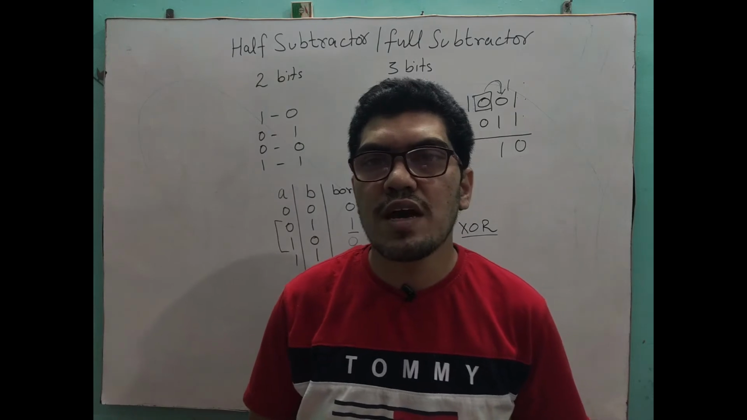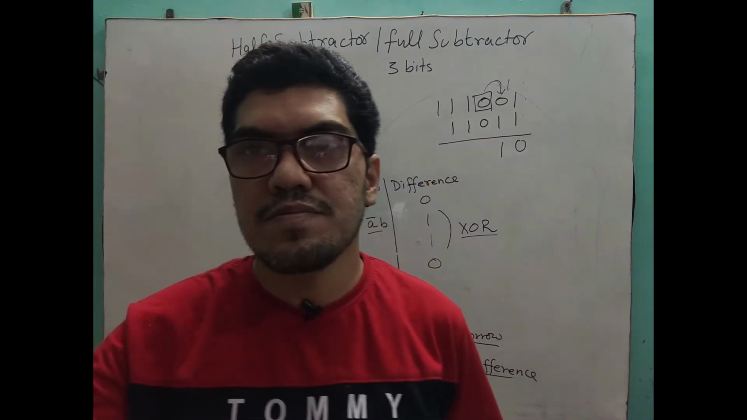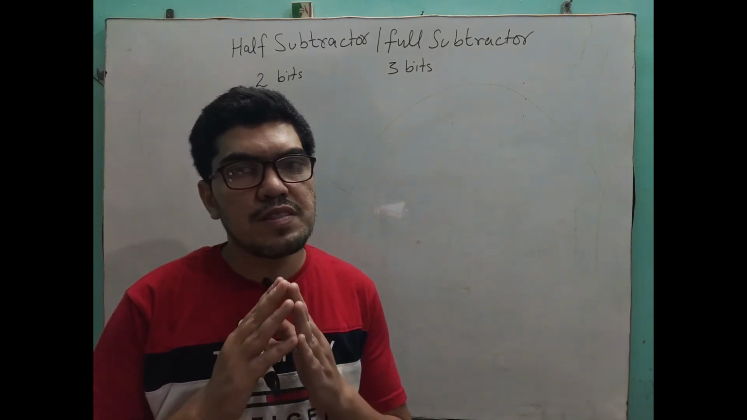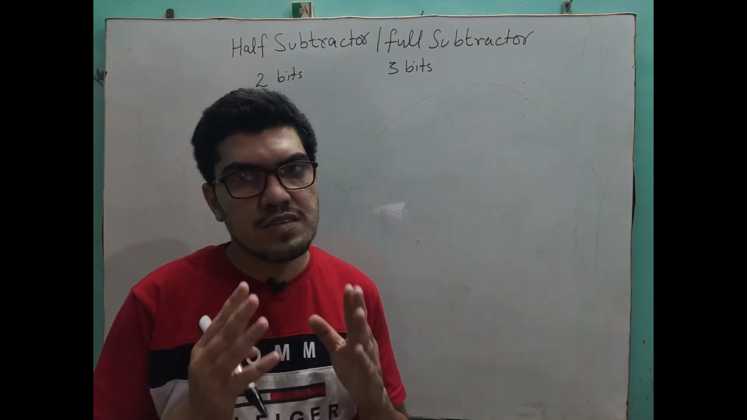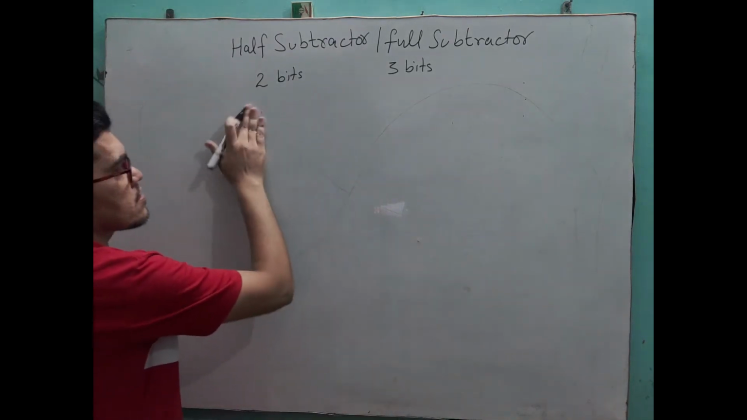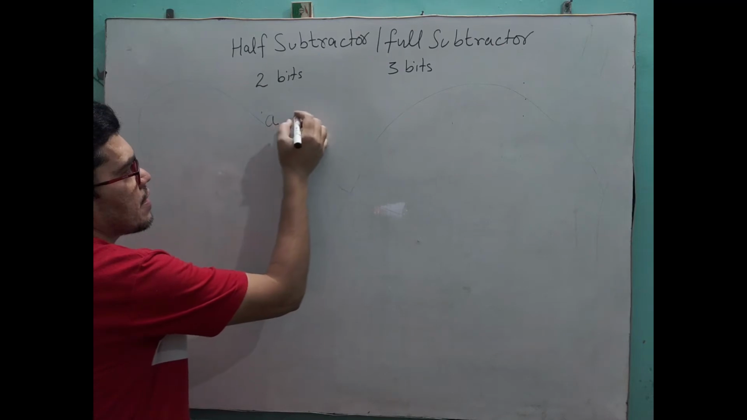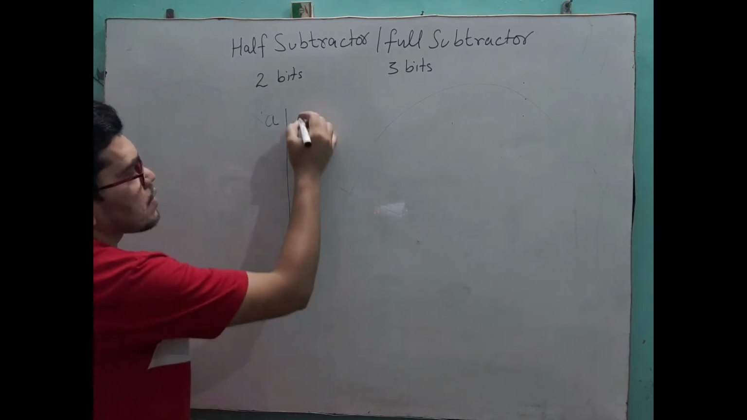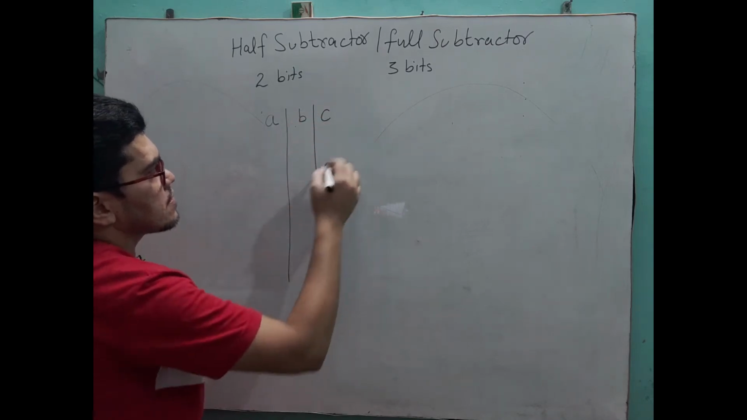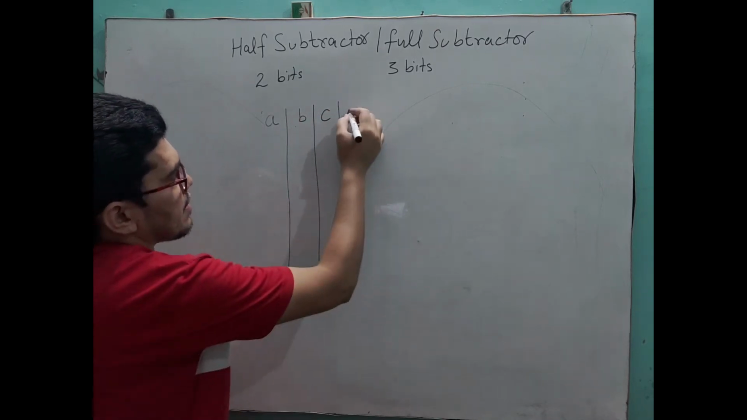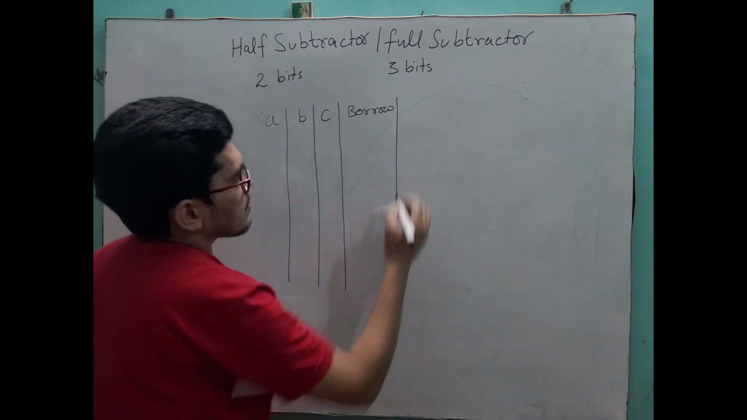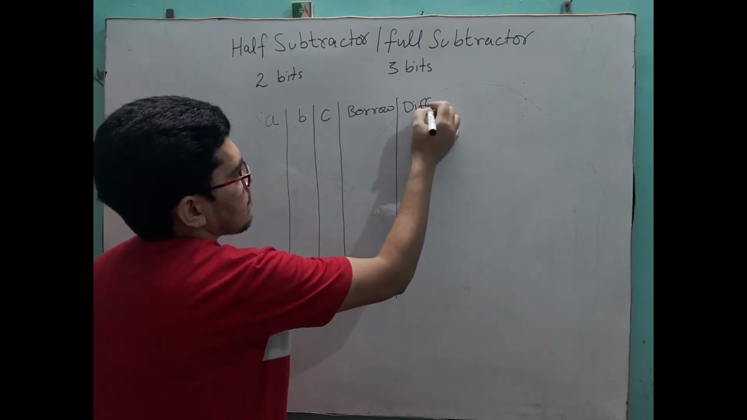Now let us move to the full subtractor. In full subtractor there will be 3 inputs. Since it works on 3 bits, there will be 3 inputs. Suppose the inputs are A, B and C, and here will be borrow and difference.